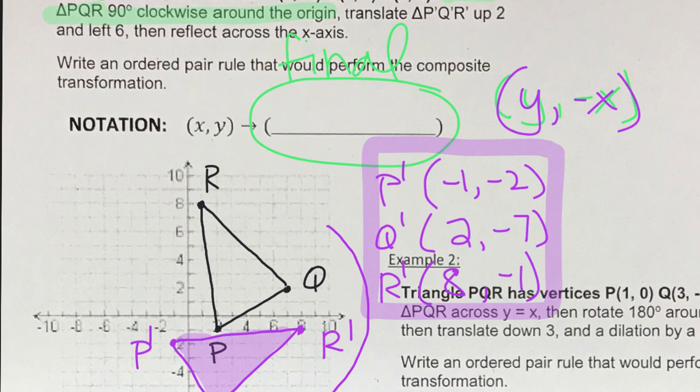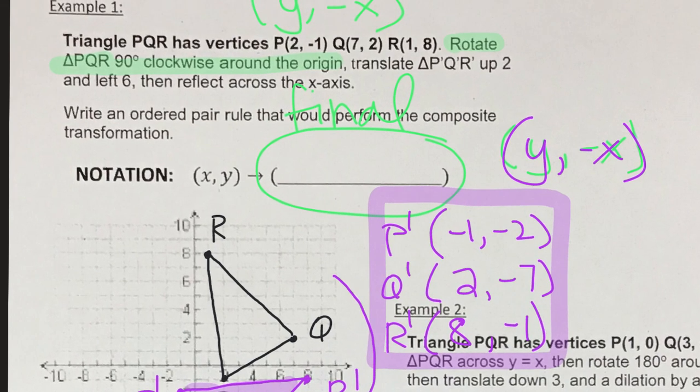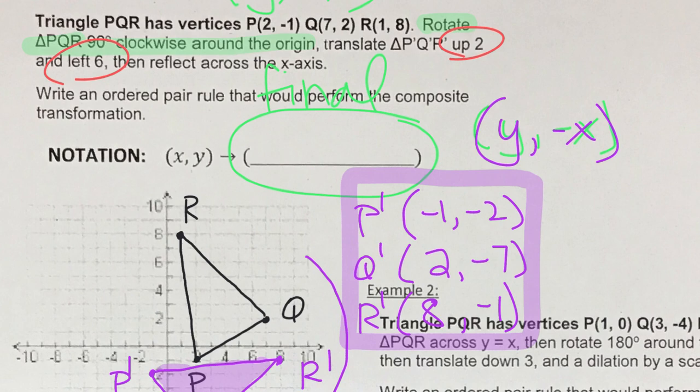So we're going to take those points and translate them up 2 and left 6. So if we're going to put this in here, we're going to take each of our y values and do what to it? Add 2? Nope, we're going to subtract 6 from it, because it says go left 6.